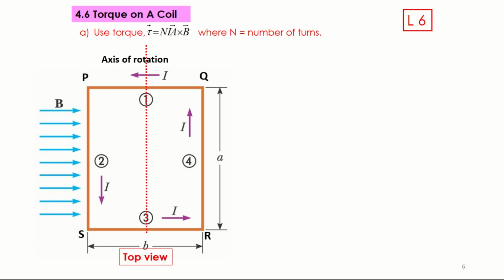Here is a rectangular loop P, Q, R, and S. If current I flows, we have side 1, side 2, side 3, and side 4. And here is B, the magnetic field. The direction of the magnetic field here is from left to right. This diagram here is the top view.